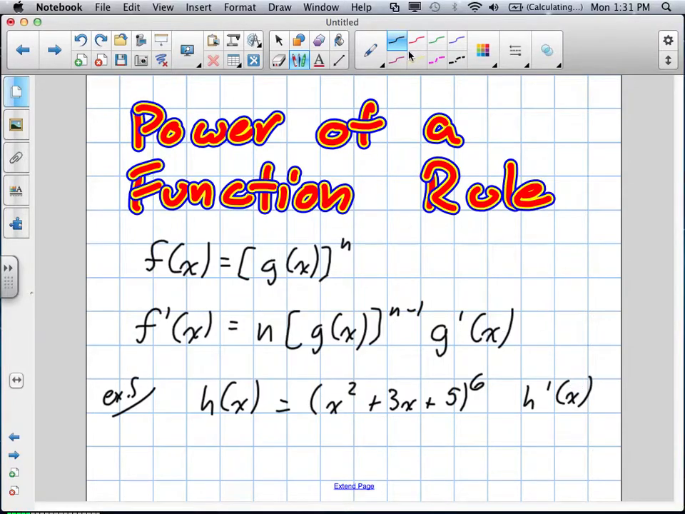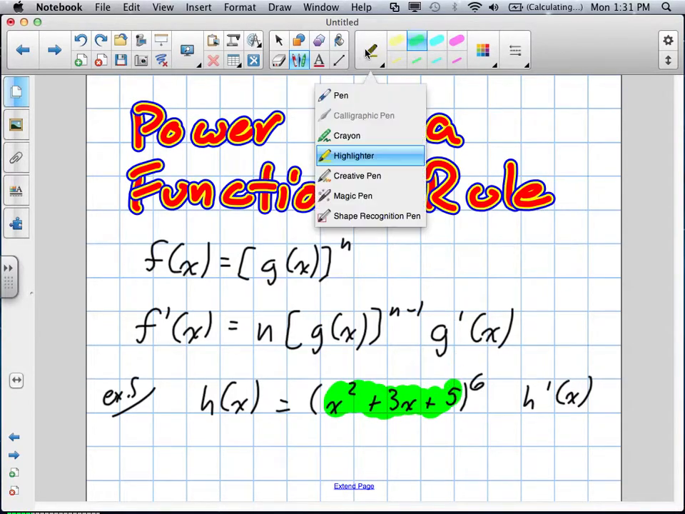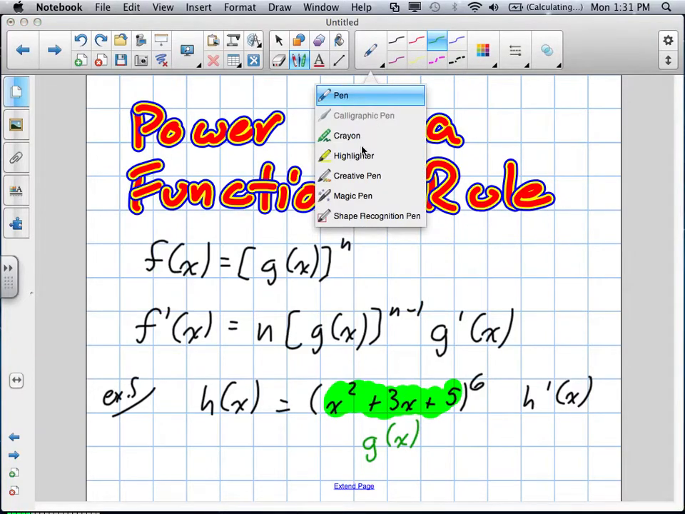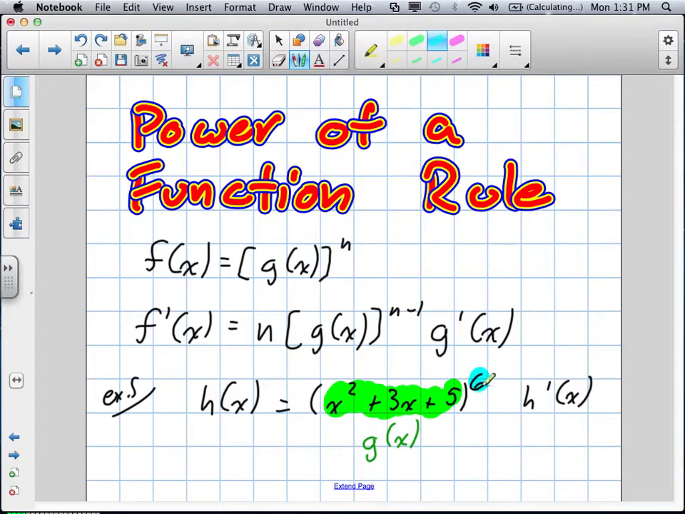Well, I wanted to bring your attention. Think of what's inside these brackets. I'm going to highlight it in green. These inside of the brackets, these are our g at x. Okay? So that's going to be our g at x. And our n is the 6 here. So this is our n part of the function. This is our g at x part of the function.